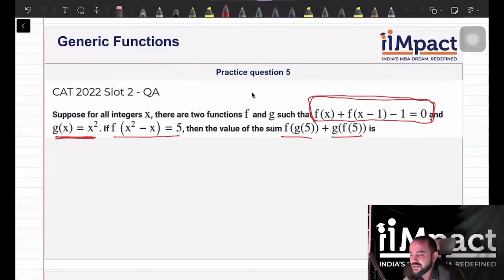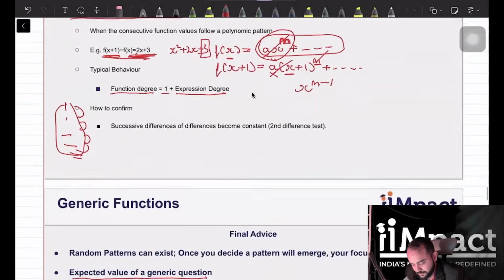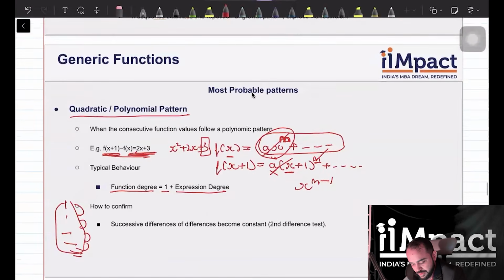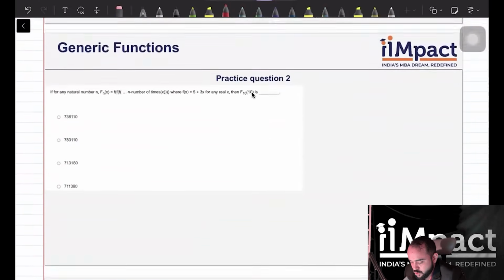The thing that we showed was for difference. It was not for addition. This plus sign is going to cause issues, which means I can't guess. If you remember, what we had discussed was this, that when the consecutive function values' difference follows a polynomial pattern. Now that is something which is not happening here. You have a plus sign.